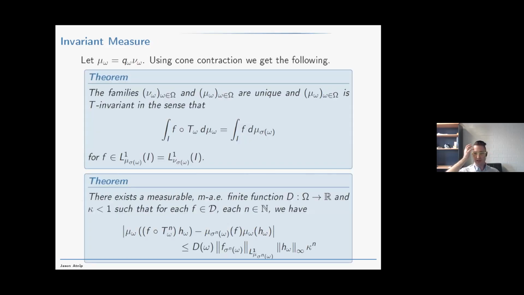Now, from this invariant density and this conformal measure, we're able to define our invariant measure on the open system. We let mu omega be Q omega integrated up against nu omega. And from this definition, it's very easy to show that this measure mu is T invariant, in the sense that the integral of f of T with respect to mu omega is equal to the integral of f with respect to mu sigma omega. Even more, because we got this exponential contraction, it follows that this measure mu omega satisfies an exponential decay of correlations, which we have down here at the bottom.